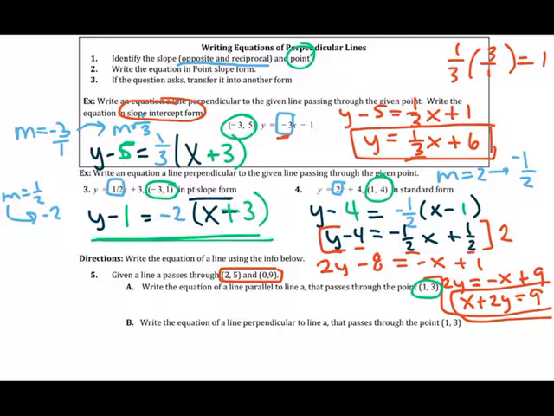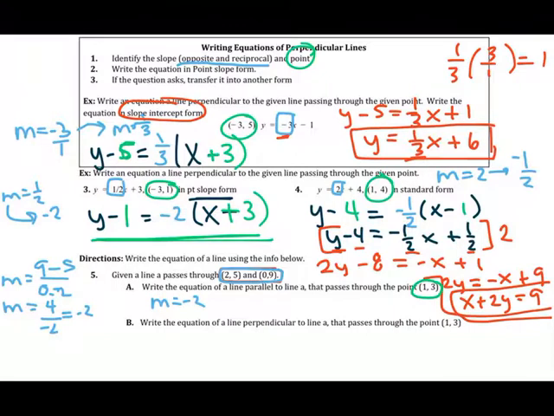So the very first thing we did on all of these problems was we identified the slope of the line that we're given. Well, they didn't give us a line here, but they gave us 2 points. So we can find the slope using the slope formula. y2 is 9, y1 is 5, x2 is 0, x1 is 2. That's going to give me that the original slope of my line is 4 over -2, which is -2. So for parallel, I'm going to keep that same slope. So my slope for part A is going to be -2.